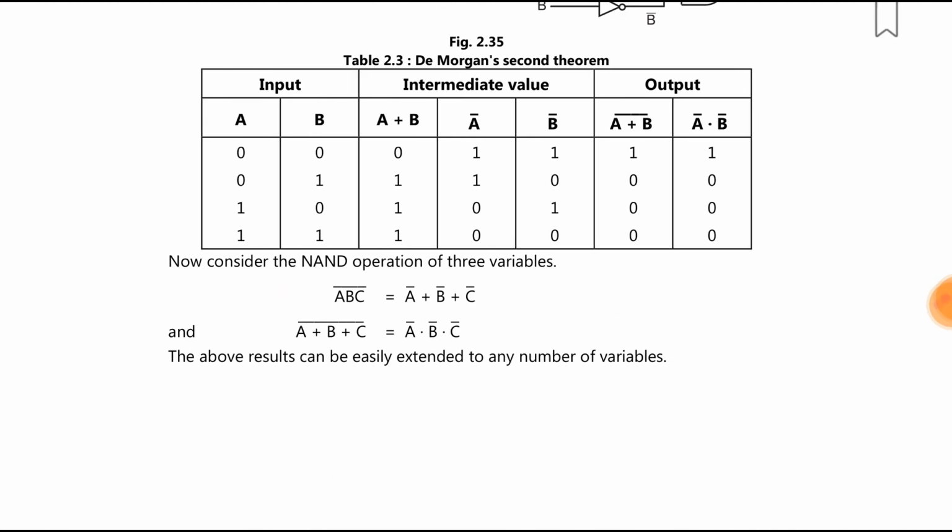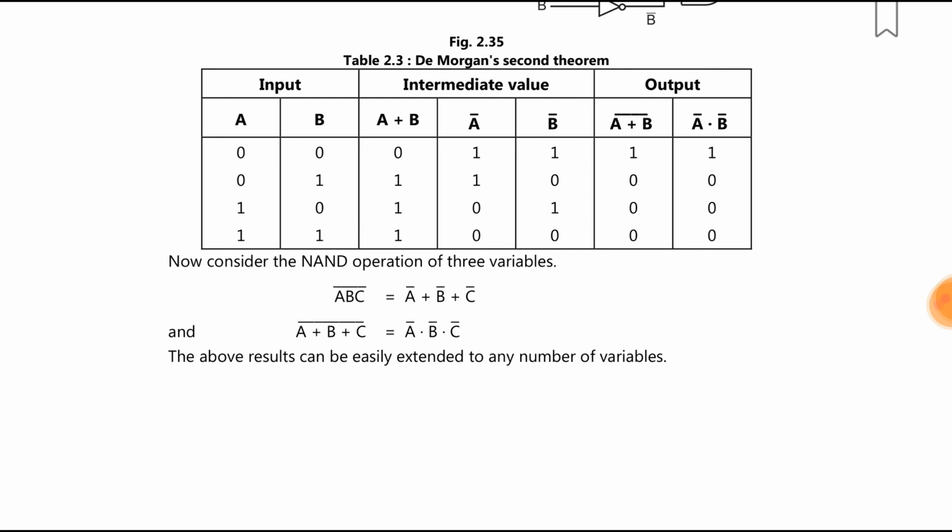Now we can prove De Morgan's second theorem using a truth table. So input, intermediate value and output. AB is 00, 01, 10, 11. So A plus B is 0111, A bar is 1100, B bar is 1010. So the output (A plus B) bar is 1000, and A bar into B bar is 1000.